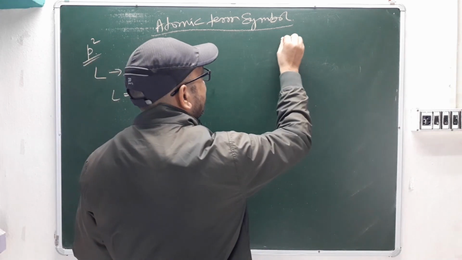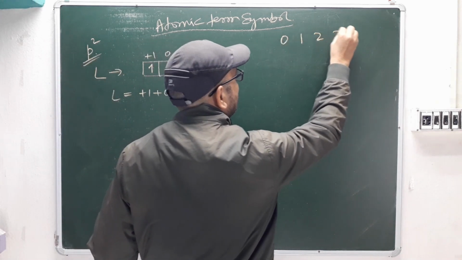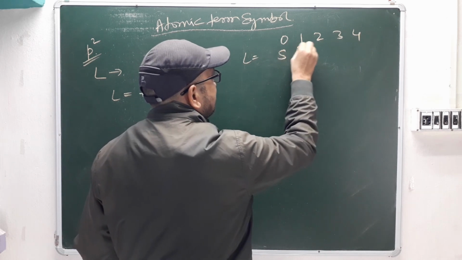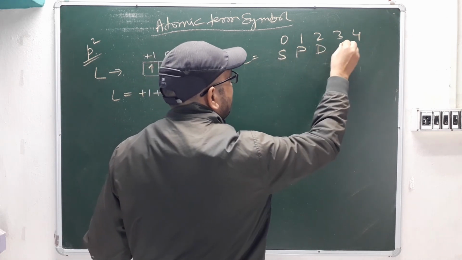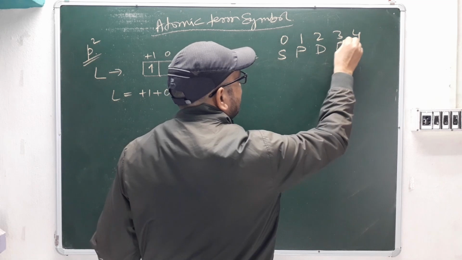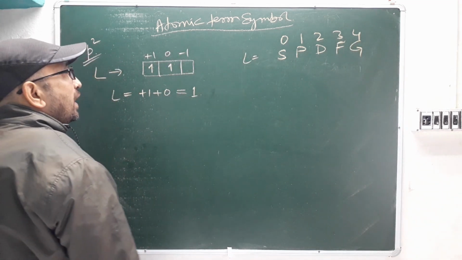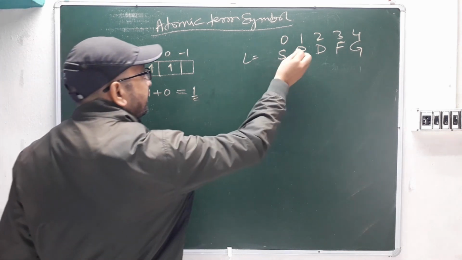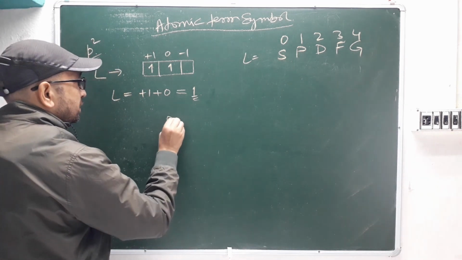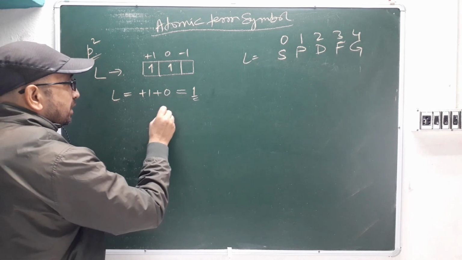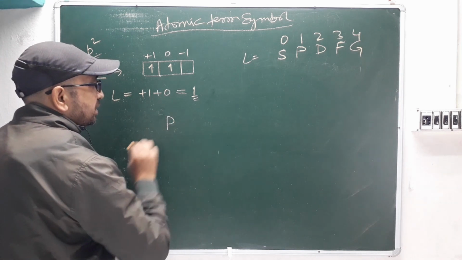I'll just write it down here. 0, 1, 2, 3, 4, and the L values will be S, P, D, F, and it will go on like G, okay. These are capital letters. So now S, P, D, which one is coming? 1. 1 means it will be P. So now this is the basic term P. We have to arrange the spin multiplicity here, and here will be the J value, okay.